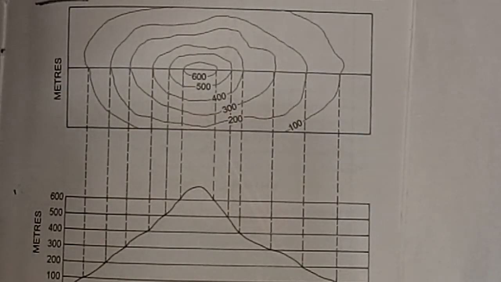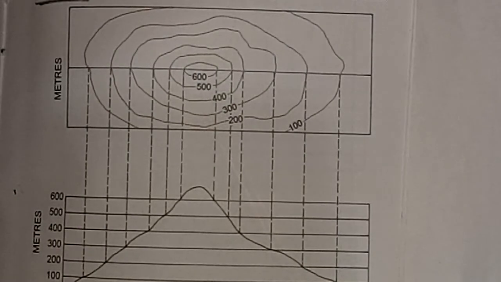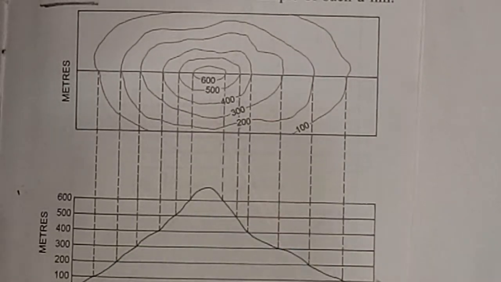See, children, here two diagrams are there. They show us a conical hill. These conical hills are shown by close contours. Look here, the contours are close together. So they are shown by close contours, almost circular. They are circular. Look here, the hill is here.